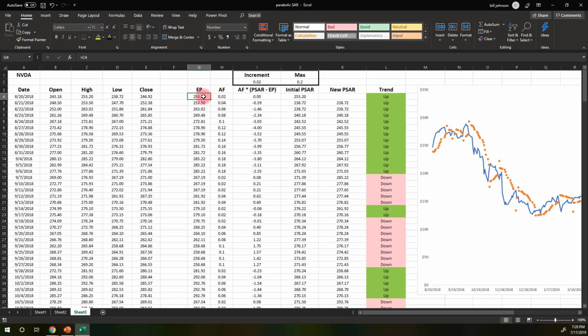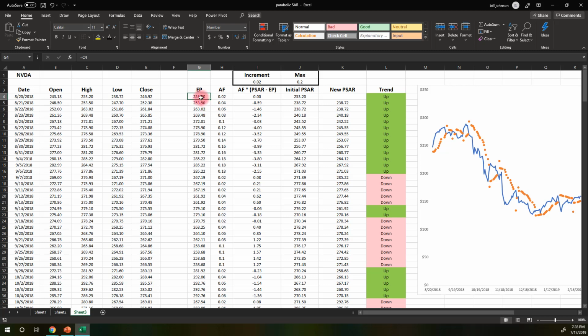So because we don't have any data at this point, we just have to pick something. So what most traders would do is say, well, I'm going to look at my chart over here on this blue line, and I can see that it's an uptrend. So my extreme point might be the high trade of the day. So I'm just going to plug in 253.20. Honestly, it doesn't really even matter what figure you use, because an interesting characteristic of the PSAR is that the math will quickly correct itself.